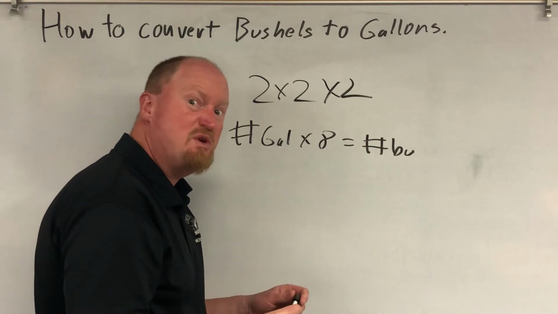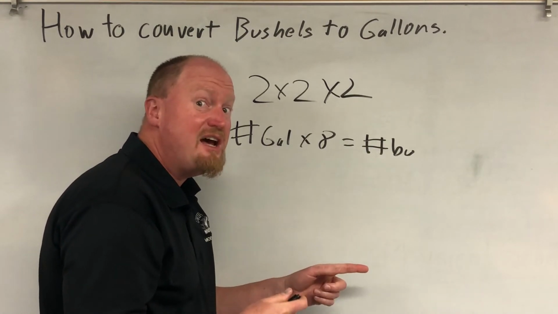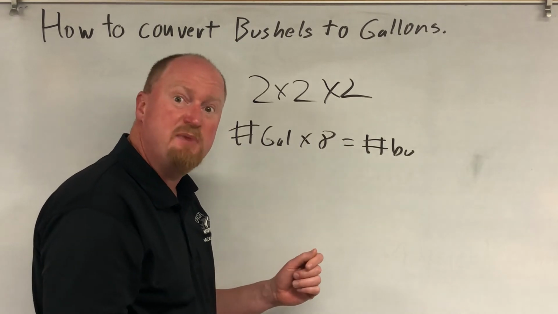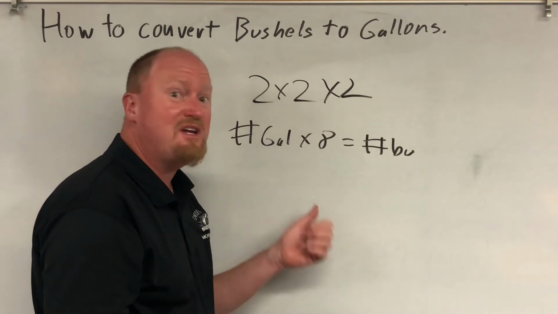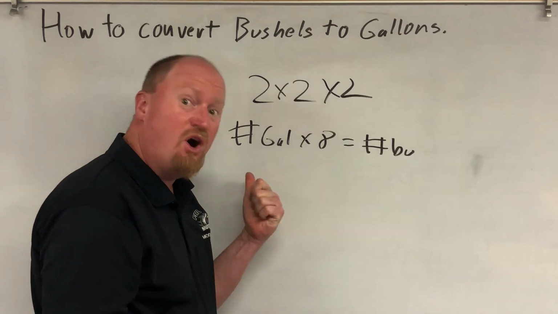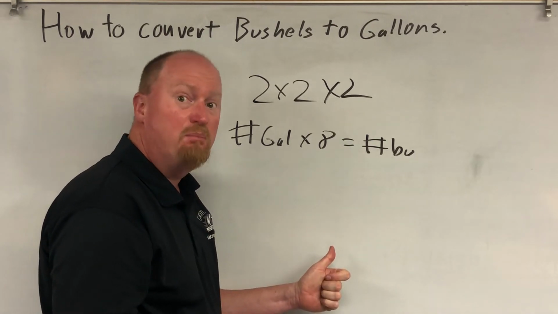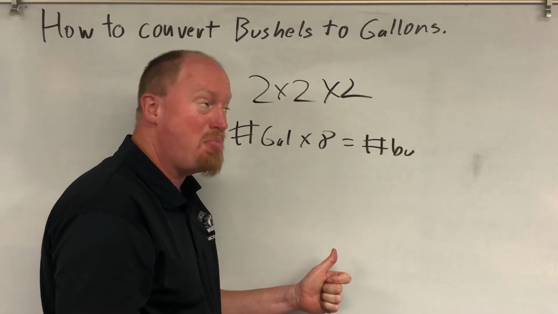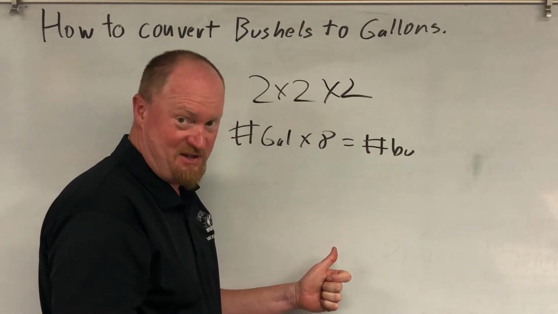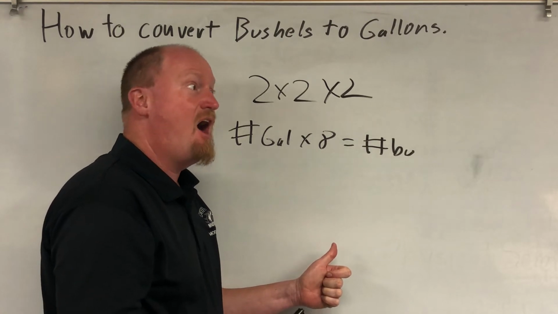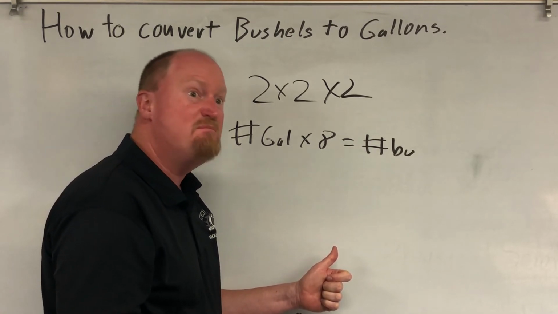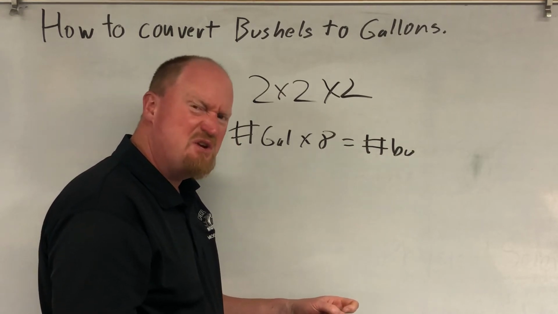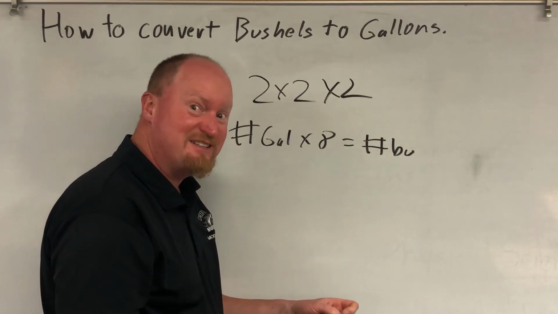Now I know I'm going to get this question. Are these British gallons or American gallons? Turns out it doesn't matter. And the reason why is if you're working with British gallons, you're probably also working with British bushels. There are 8 British gallons in a British bushel, and there are 8 American gallons in an American bushel. Kind of makes you see why most of the world has gone over to metric, doesn't it?